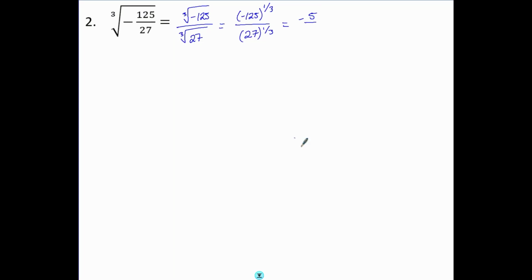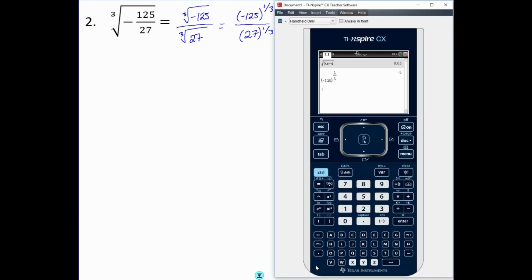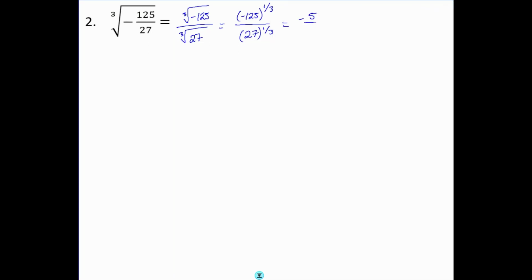And then in our denominator, 27 to the power of 1/3. I don't need the parentheses here because it's positive. So 27 to the 1/3, what do we get? We get 3. So we get -5 over 3. That's going to be our answer for number 2.